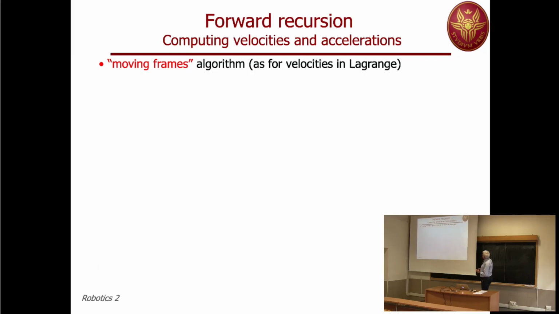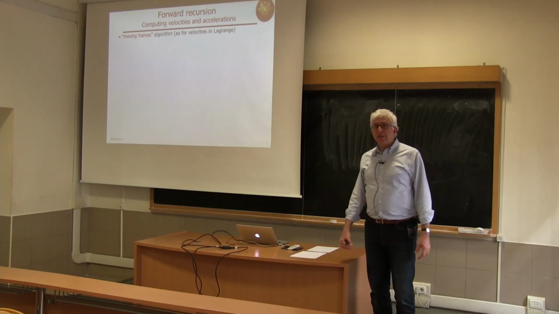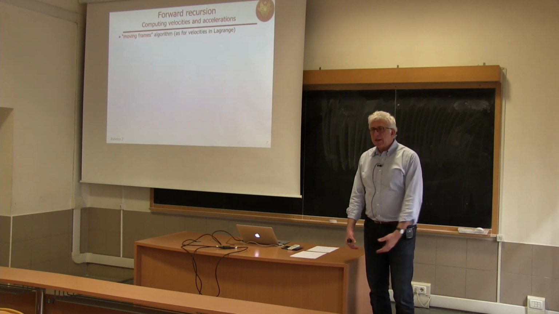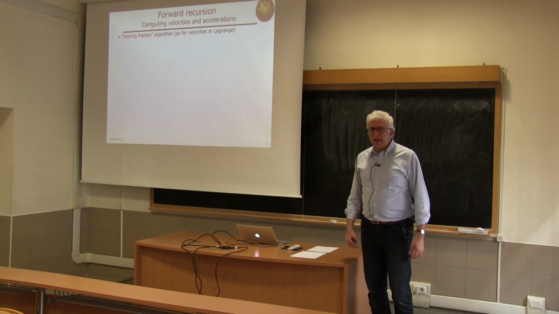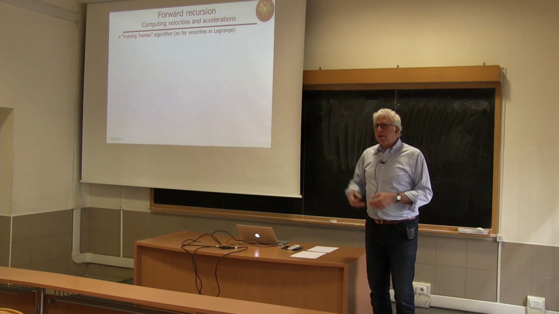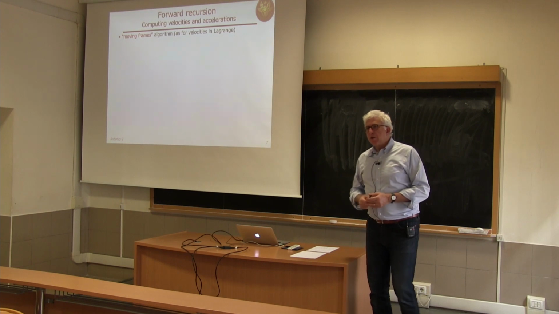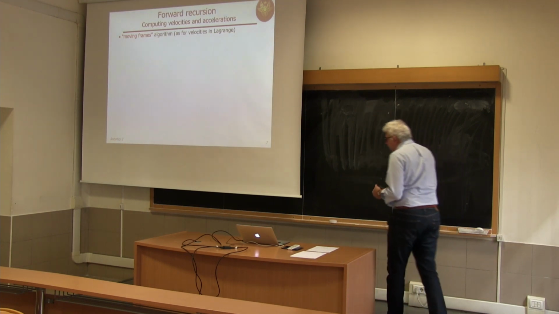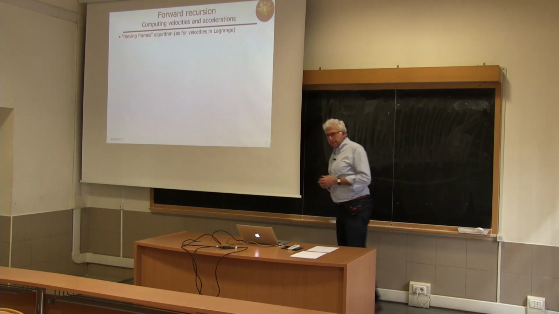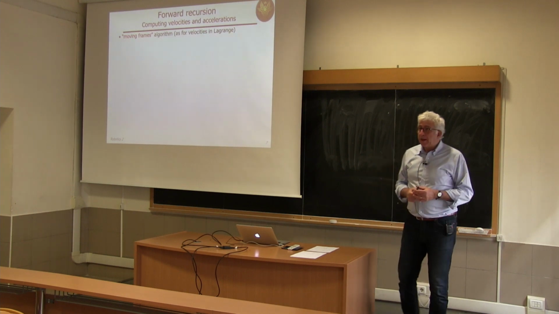So this is the moving frame algorithm, and we will call this forward recursion of the method, because we start from the base, just like we did for the kinetic energy computation, so velocity computation in the Lagrange method. So we start from the base. The base may have some initial value, some initial velocity or acceleration in this case, and then we transmit this through the following body, including the effect or the contribution of each joint. Okay, so we will do this exactly in the same way that we did for pure velocity.